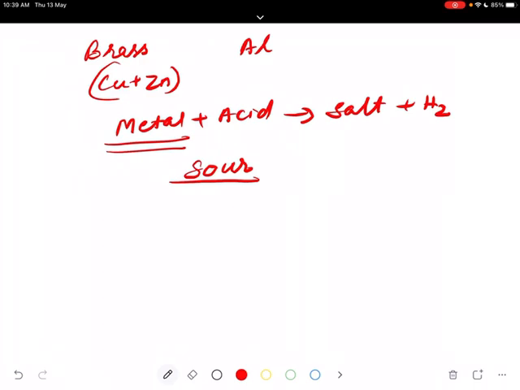Question number 2 from that box given in page number 22. Which gas is usually liberated when an acid reacts with a metal? We know which gas is liberated. This is hydrogen gas that is liberated.